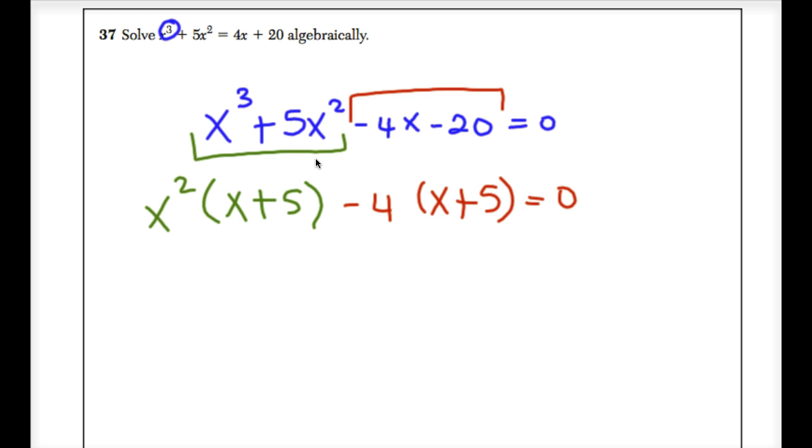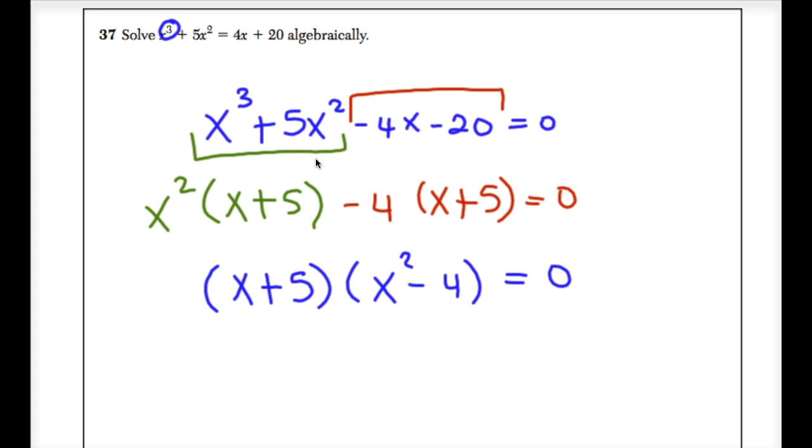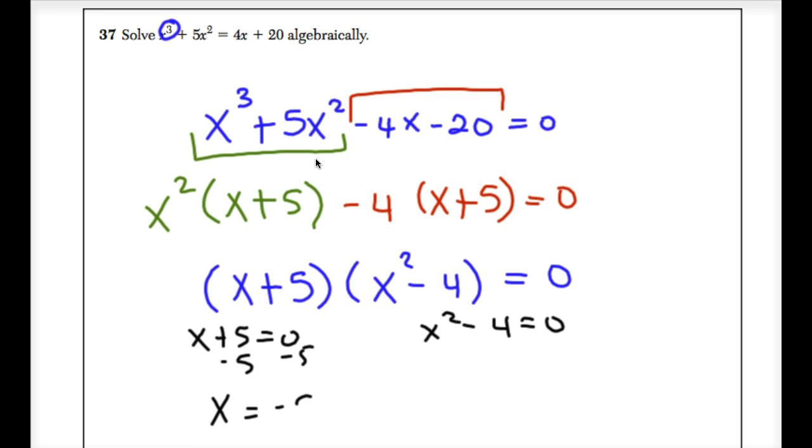Now, this is similar to what we have been doing when a is bigger than 1, when we factor a quadratic. So this becomes x plus 5, and then x squared minus 4 equals 0. Using our zero product property, I know I have x plus 5 equals 0, and I have x squared minus 4 is equal to 0. In this case, I subtract 5 on both sides. I have x is equal to negative 5, which is one of my answers.